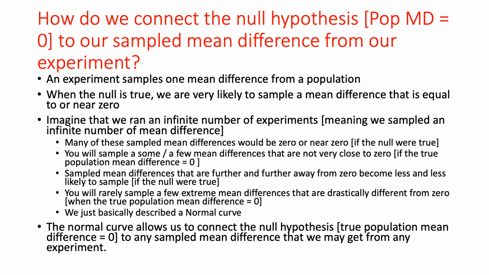We basically have just described the normal curve. And so the normal curve is going to allow us to connect the null hypothesis, which is about a true population mean difference, to any sampled mean difference that we may get from any experiment. So the connection between our sampled mean differences and the null hypothesis is this normal curve.